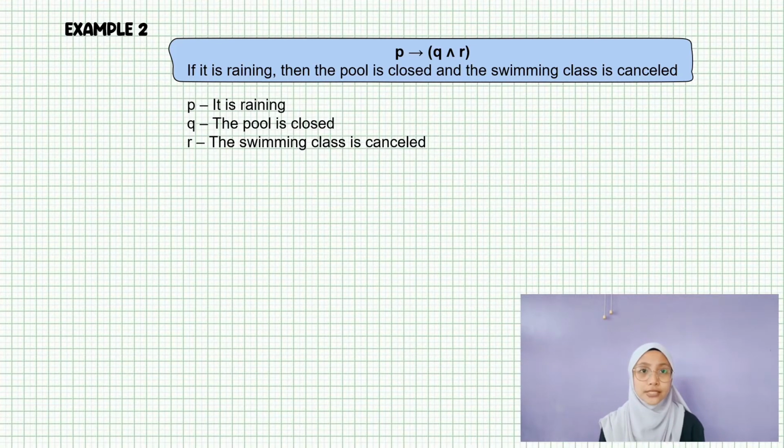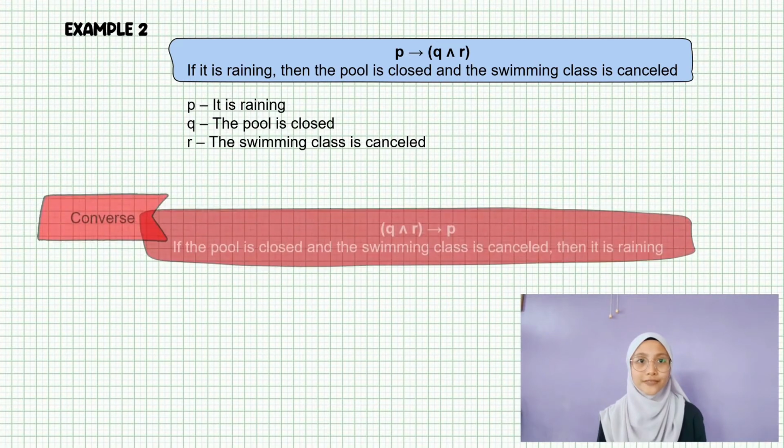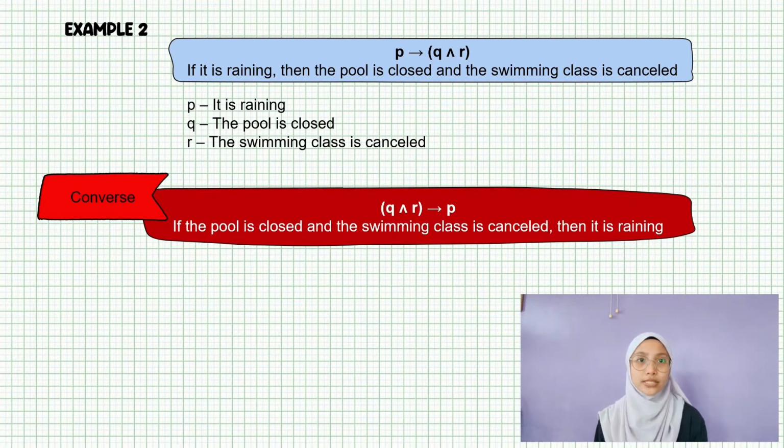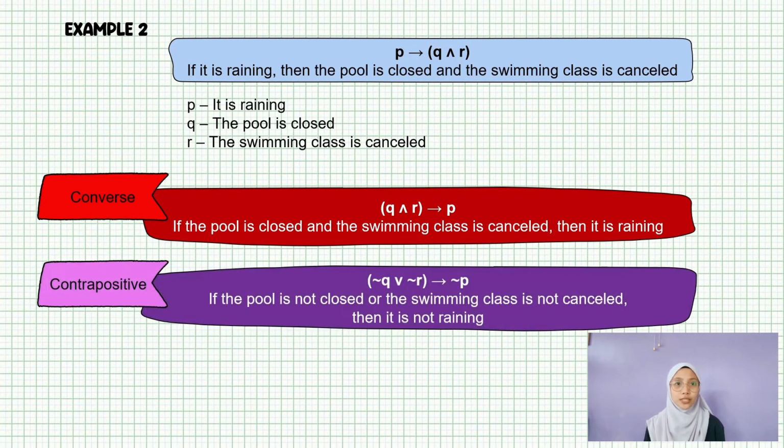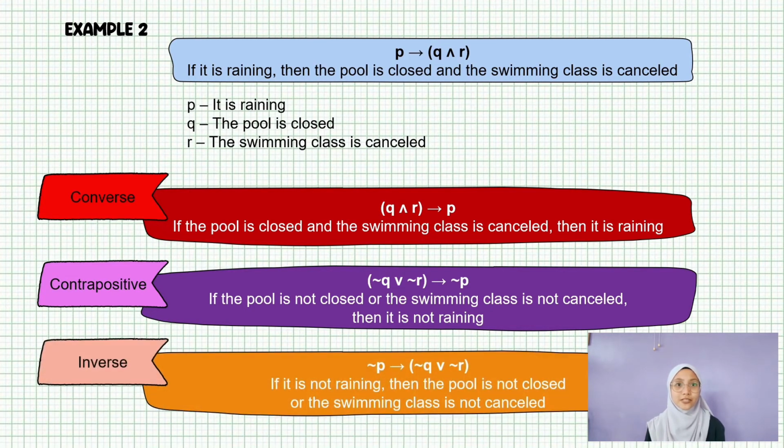The converse for this statement is Q and R implies P. Converse, if the pool is closed and the swimming class is cancelled, then it is raining. Contrapositive, if the pool is not closed or the swimming class is not cancelled, then it is not raining. Inverse, if it is not raining, then the pool is not closed or the swimming class is not cancelled.